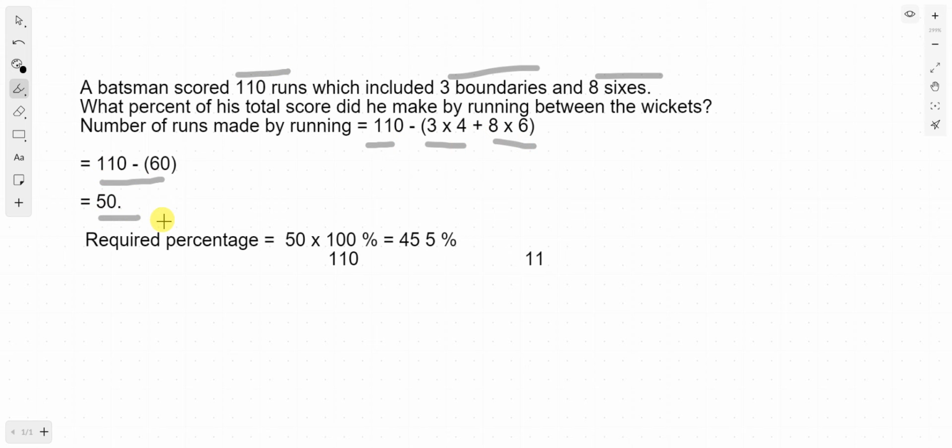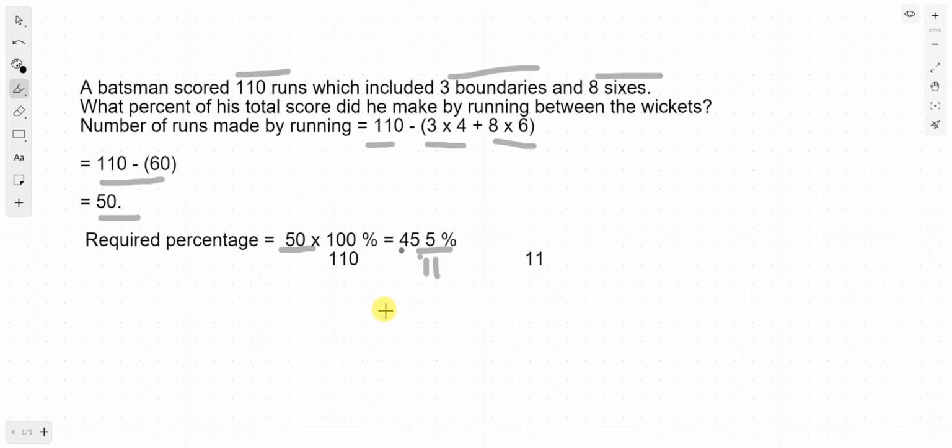But we need to know the percent here. So how will we find the percent? It will be 50 divided by 110 into 100, which equals 45 5/11, which is approximately 45.45%.